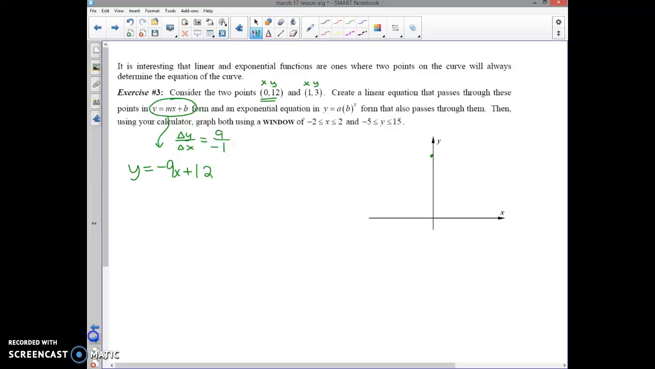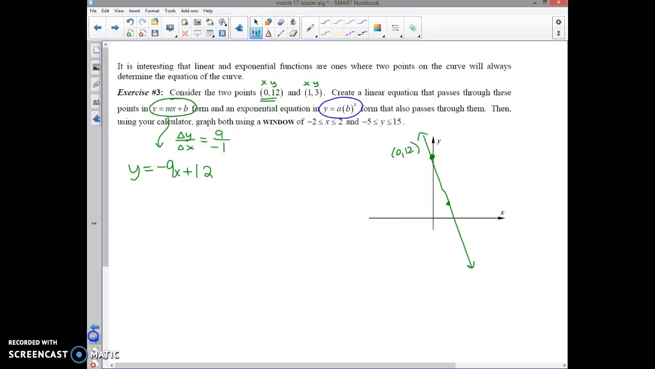If I sketch that, let's say that this is about 0, 12 right here, and we have down 9 over 1. And we keep going, so this line would look something similar to this. Again, it's a sketch, so we don't have to be perfect.